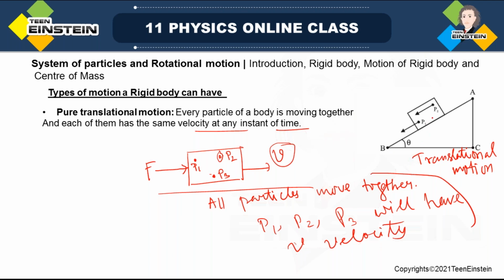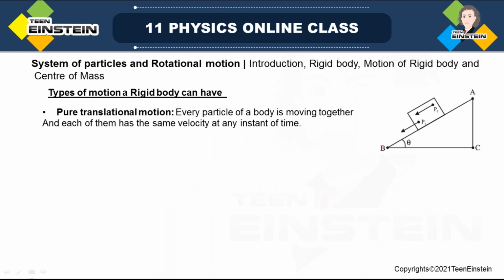So the block is moving down the inclined plane, and when it is moving down, all the particles, like P1 and P2 shown here, are moving together. They are moving together, and the velocity is also the same, as I have shown in the case of the plane. This is one of the motions which a rigid body can have: pure translational motion, where all the particles move together with the same velocity.